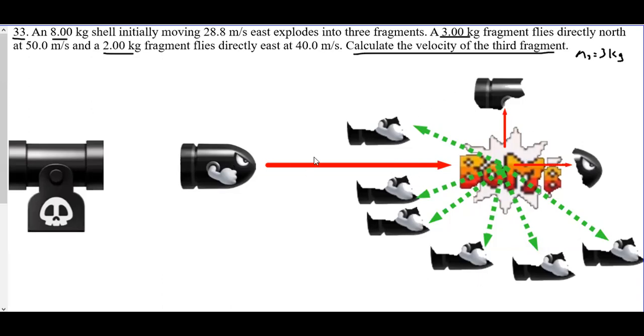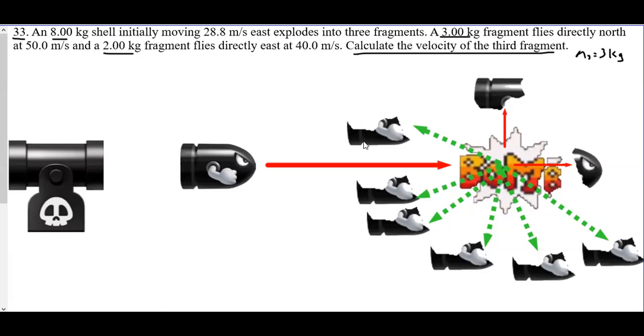So beforehand, I'm going to the right. 1 fragment that I know for sure is still going to the right. Another fragment is going up. So since this guy had no vertical direction ahead of time, nothing was going north, nothing was going south, suddenly after the explosion, a piece is going north. I have to have something going south. All right, so something has to be going south.